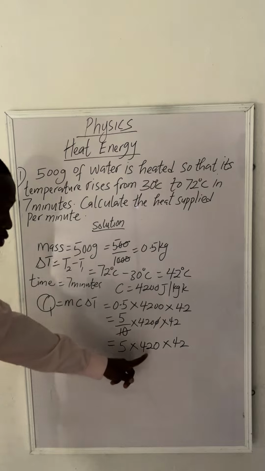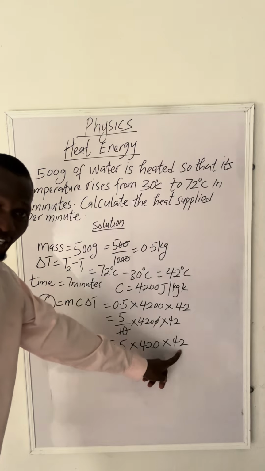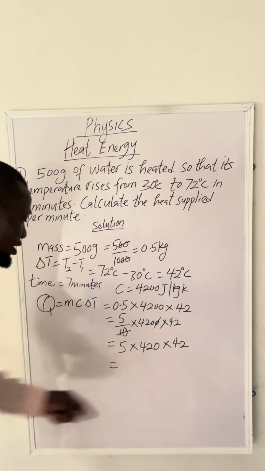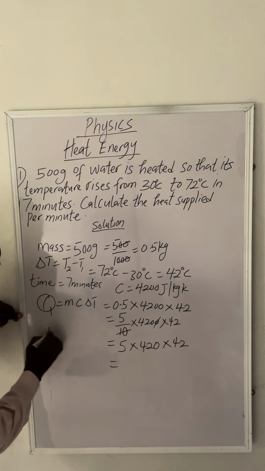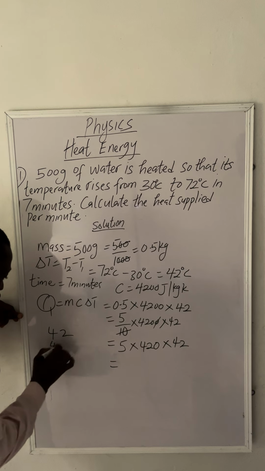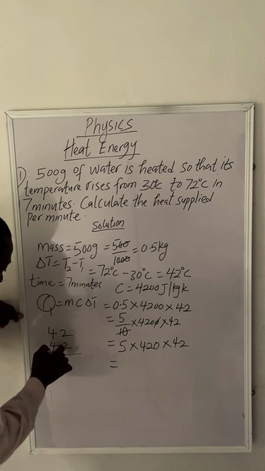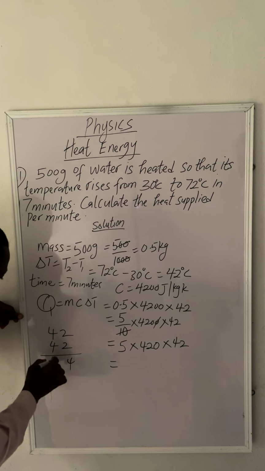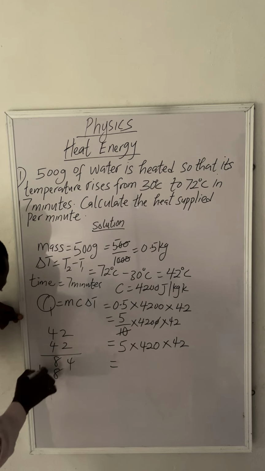So first, I'm going to multiply 42 and 42 together. That's the first thing I'm going to multiply. So that 42 times 42, that is going to be 4. That's going to be 8. That's going to be 8. That's going to be 16.